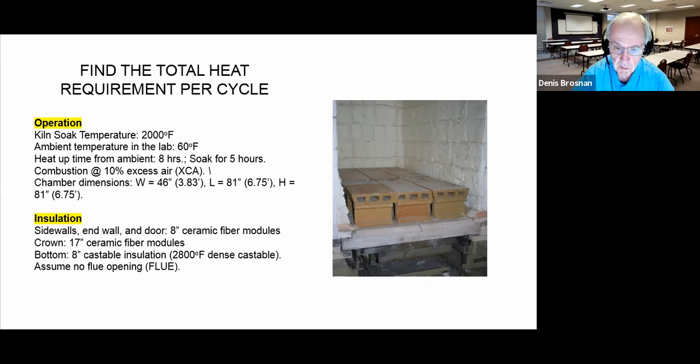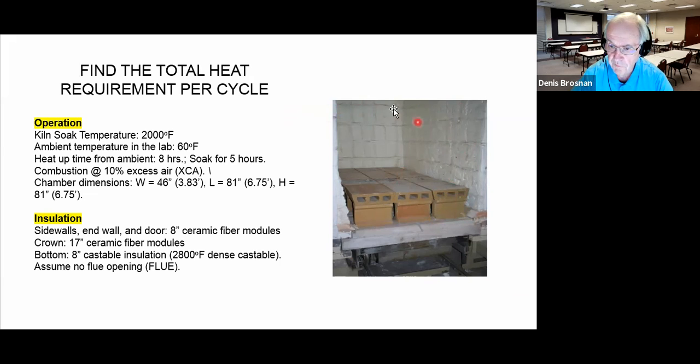The chamber dimensions are a width of 3.83 feet and a length of 6.75 feet. That's going into the kiln, the length. It is 3.83 feet across the kiln, and the height of the kiln is, again, 6.75 feet. So all these dimensions are in inch-pound units. Our simulation could be done, of course, in metric units.